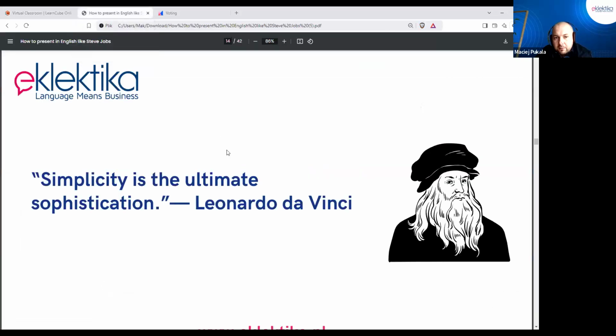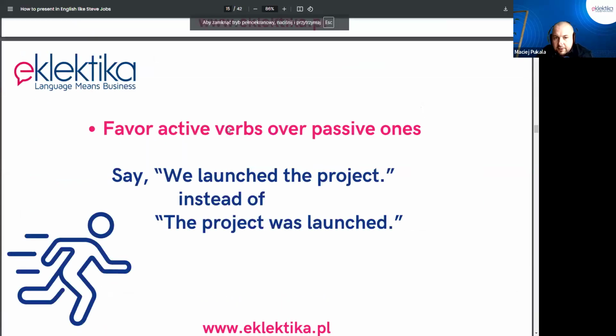Okay, so I prepared a few little tasks. We're gonna try something together. How to make your language simpler. There are some very basic rules. These are rules of thumb, as we call it. It doesn't mean that suddenly you're only using this in your presentations. No, I'm giving you general guidelines at the moment, how to make your language simple.